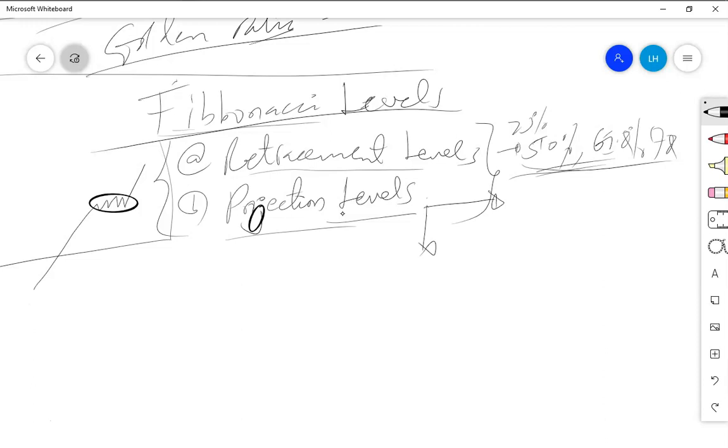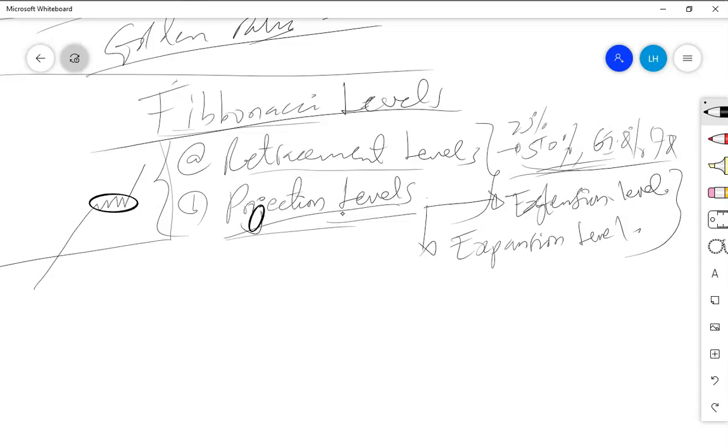Now a projection can be in the form of extension. We have what we call the extension level. Then a projection can be in the form of expansion. We have what we call the expansion level. Then we have a retracement level. Now all of them belong within a major category known as a projection level.